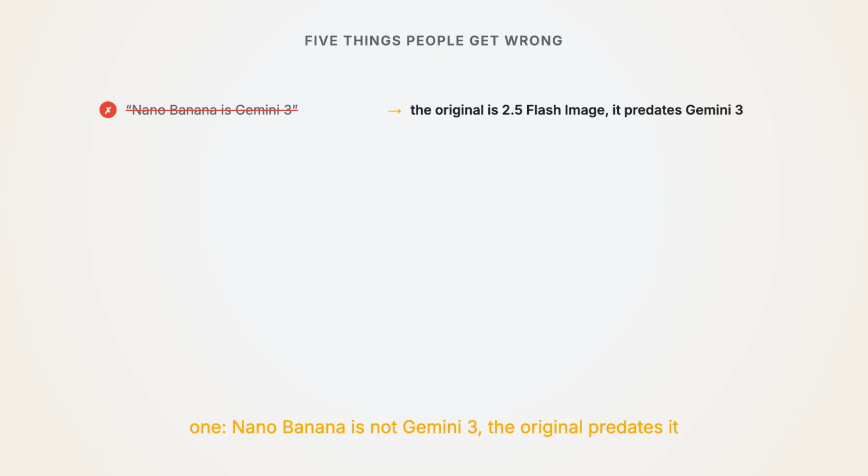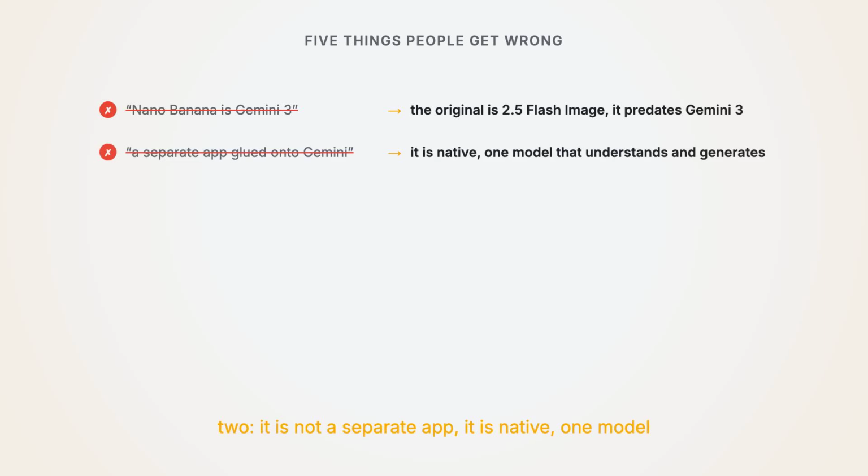1. Nano Banana is Gemini 3. No. The original is the earlier 2.5 Flash Image and it predates Gemini 3. Only the Pro version runs on Gemini 3. 2. It is a separate image app glued onto Gemini. No. The whole point is that it is native, one model that both understands and generates, which is exactly what makes conversational editing and consistency possible.